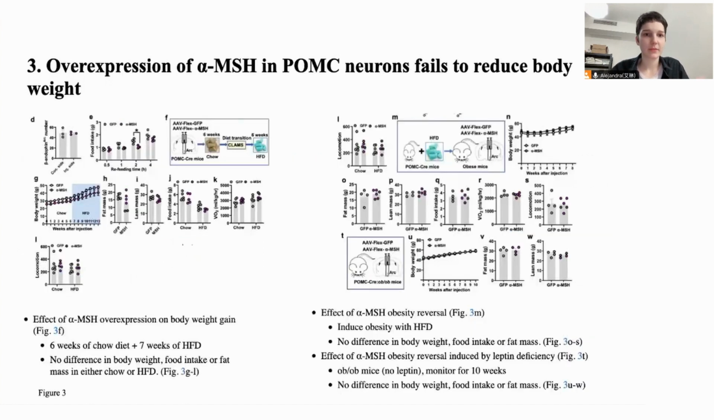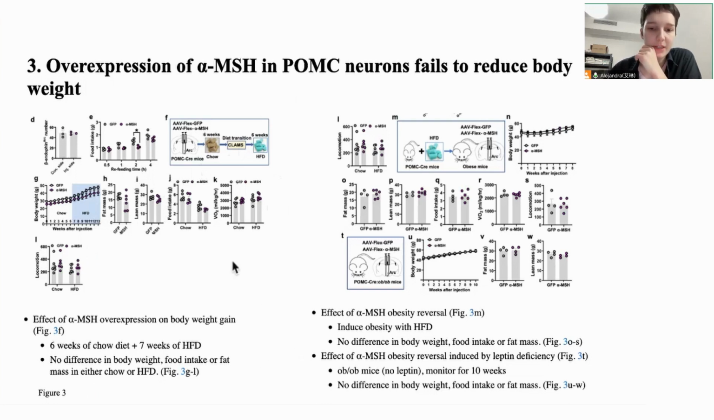Okay, continuing with this part of the experiment. They want to examine the chronic effect of alpha MSH overexpression on body weight gain. So they monitor chow diet feeding for 6 weeks and then high-fat diet feeding for another 7 weeks. Compared to control, mice with alpha MSH overexpression exhibit no significant differences in body weight fed either chow or high-fat diet.